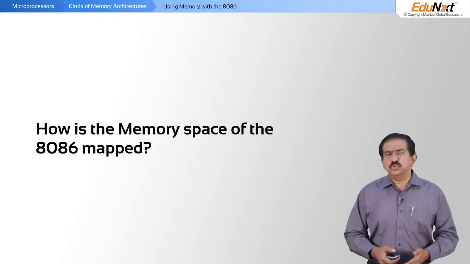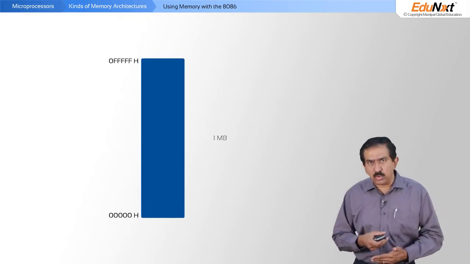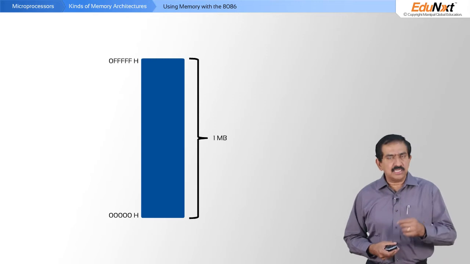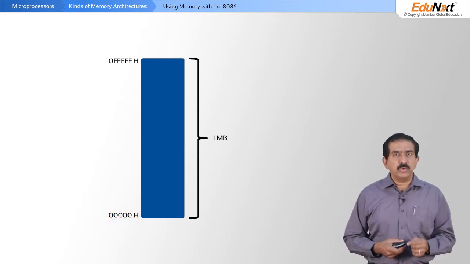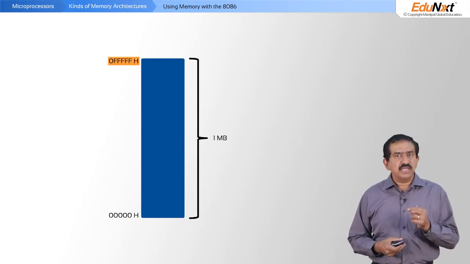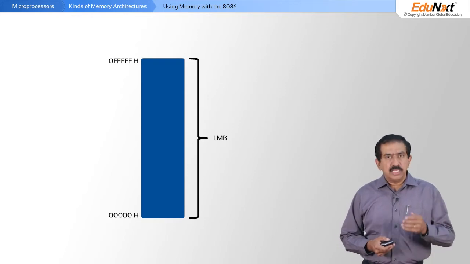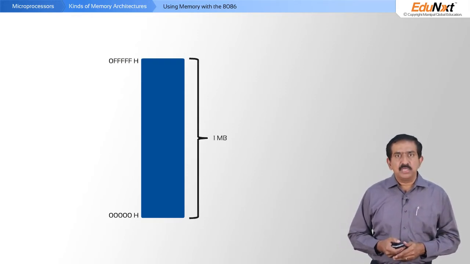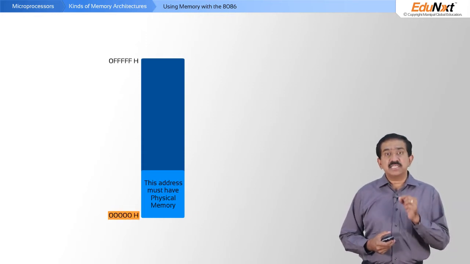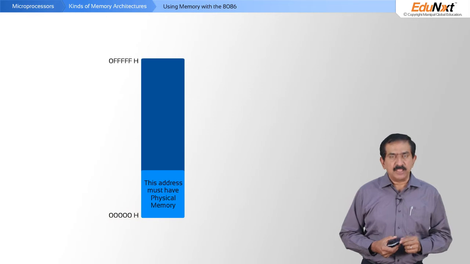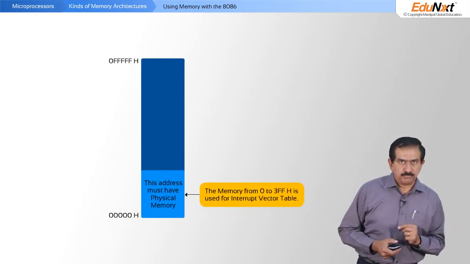Let's understand how to use memory within the 8086. Now remember, the 8086 is capable of addressing 1 megabyte of memory, starting at address location 00000 hex, all the way up to FFFFF hex. This is 1 megabyte. In this 1 megabyte memory map, the bottom region of memory starting at 0 must have physical memory. The reason is the interrupt vector table resides at this location.